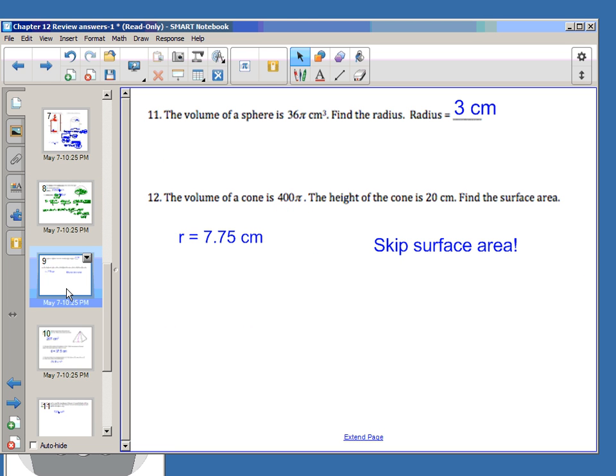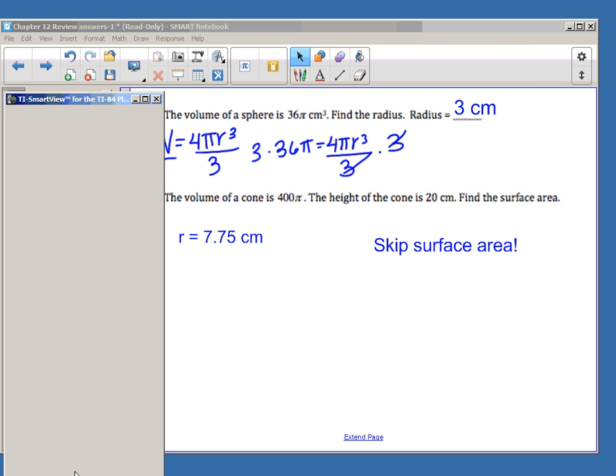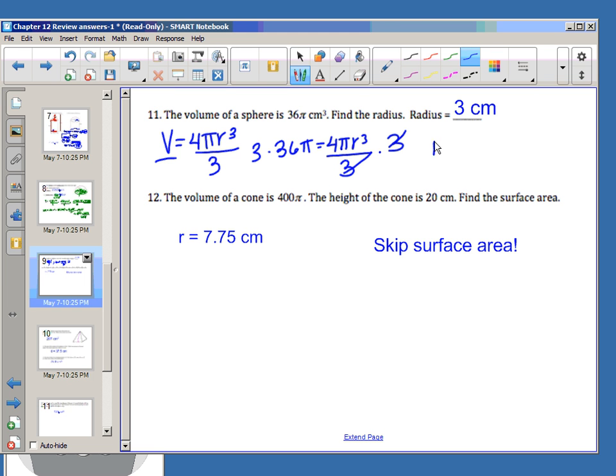Anyway, moving on to 11, it says the volume of a sphere is 36 pi. Find the radius. So I always like to say, all right, start by writing your formula, 4 pi r cubed divided by 3. We know the volume is 36 pi, so I'm going to fill that in. Then I'm going to start solving. I'm going to times 3. 36 times 3 is 108. So I end up with 108 pi equals 4 pi r cubed.